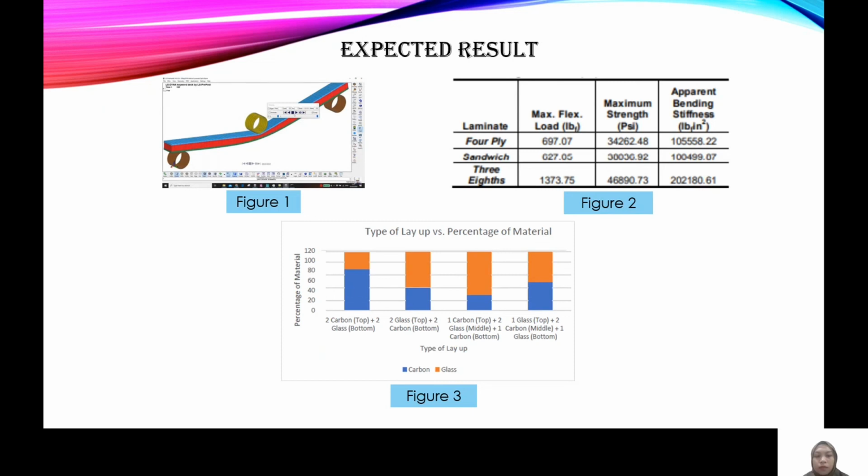Basically, this project has 4 types of layup. Firstly, the first layup is 2 carbon at the top plus 2 glass at the bottom. The second layup is 2 glass at the top and 2 carbon at the bottom. The third layup is 1 carbon at the top plus 2 glass in the middle plus 1 carbon at the bottom. And the last layup is 1 glass at the top plus 2 carbon in the middle plus 1 glass at the bottom.